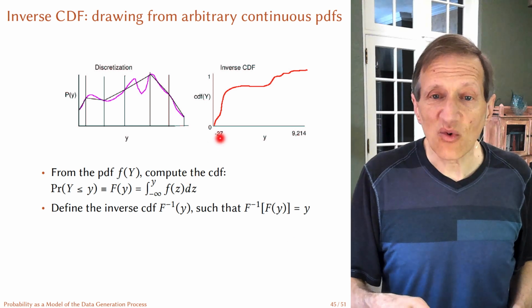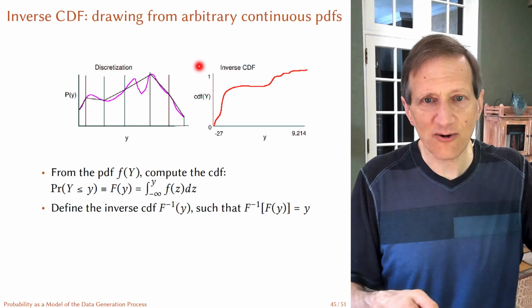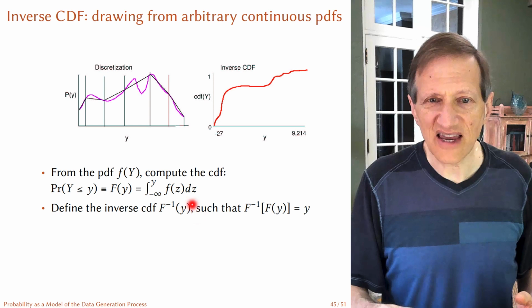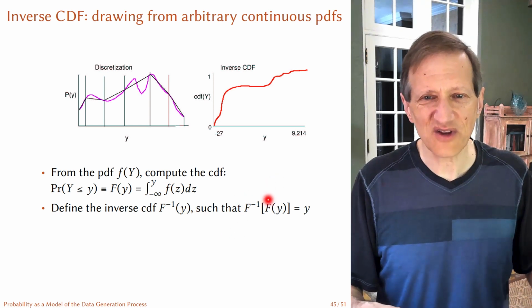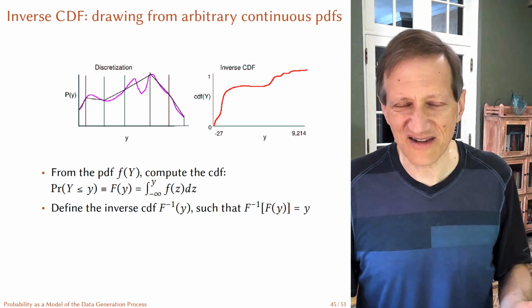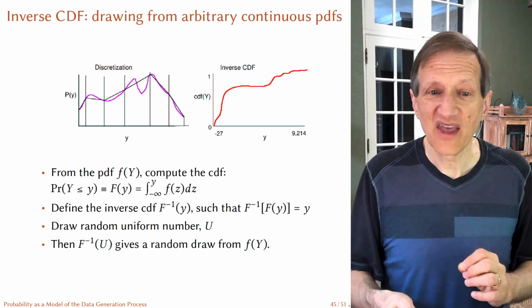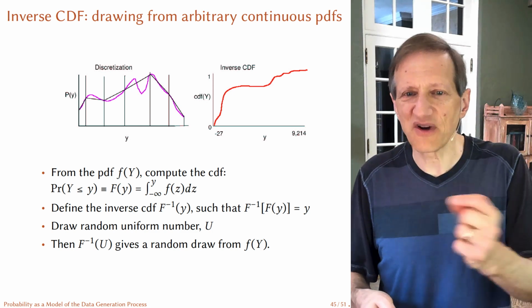Okay, so what we're going to do is instead of having this as the CDF, we're going to go backwards. We're going to start at this vertical axis and we're going to go down to y. This is the inverse of the function, and the inverse of f, f inverse of f, is equal to y. That's the definition of the inverse. Okay, so here's how it works. We draw a random number u, then f inverse of u gives a random draw from the probability.